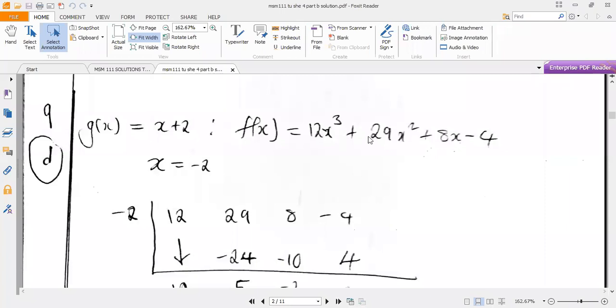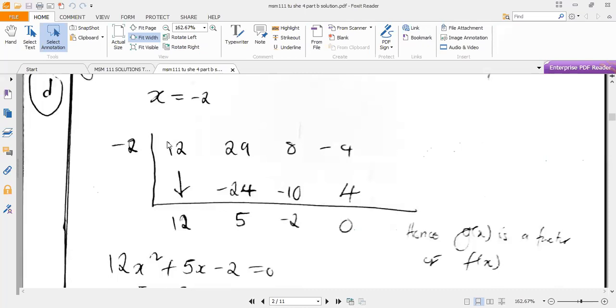So it's 12, 29 there, 8, and negative 4 there. So the 12 will come down. The 12 will drop, isn't it? So now, negative 2 times 12 is negative 24. Now, 29 plus negative 24, it's 5. 5 times negative 2, it's negative what? Negative 10. Negative 10 plus 8, it's negative 2. Negative 2 times negative 2, it's positive 4. 4 minus 4, it's 0.